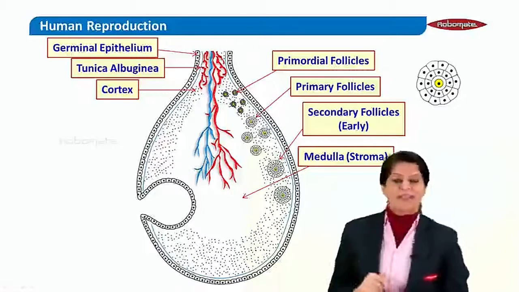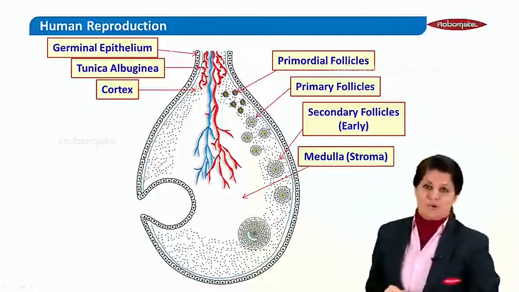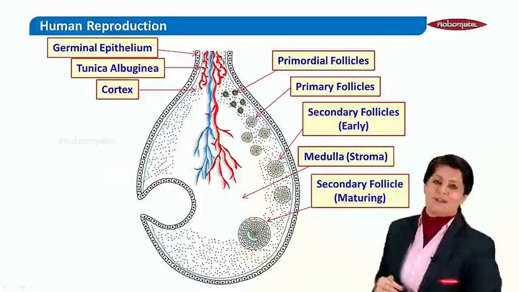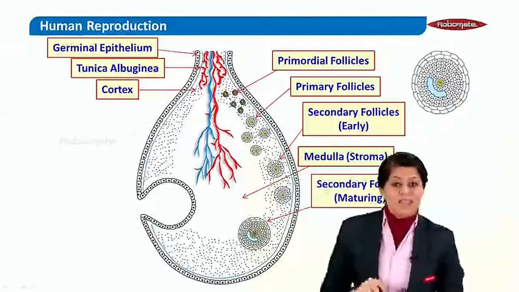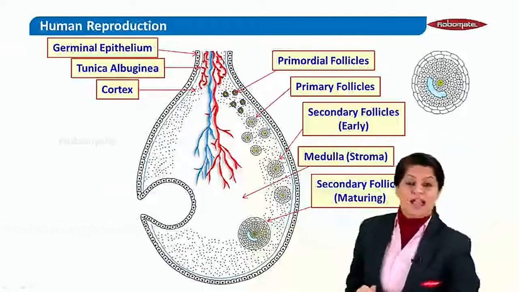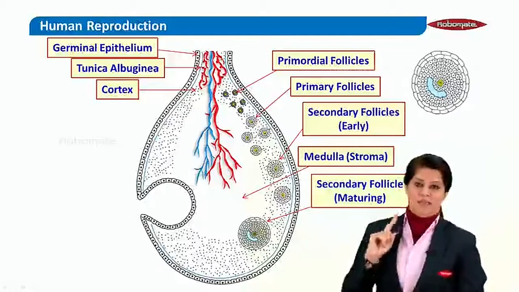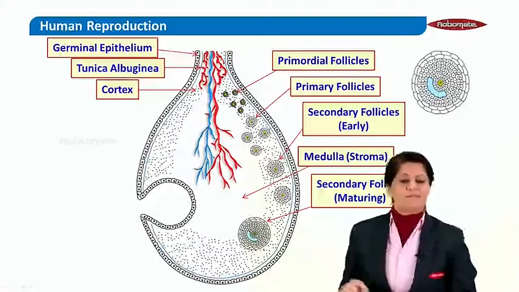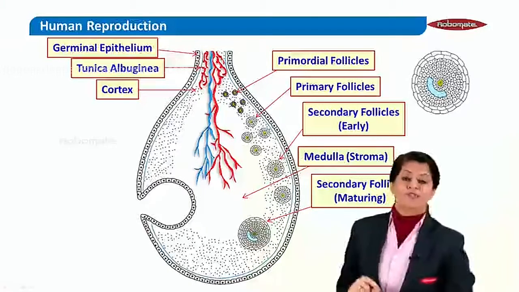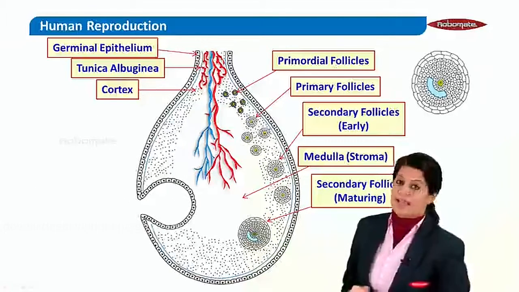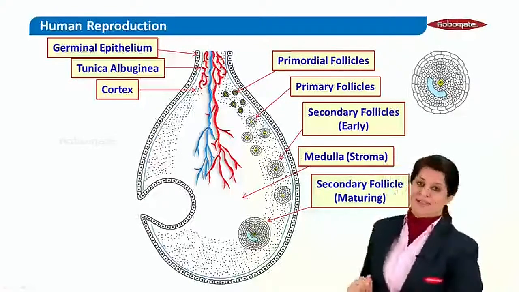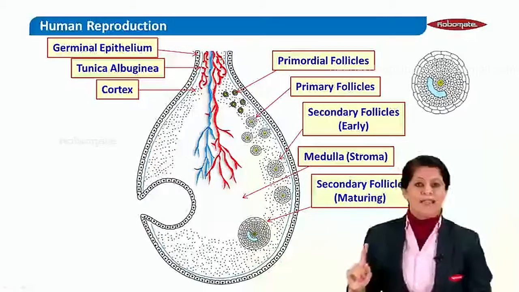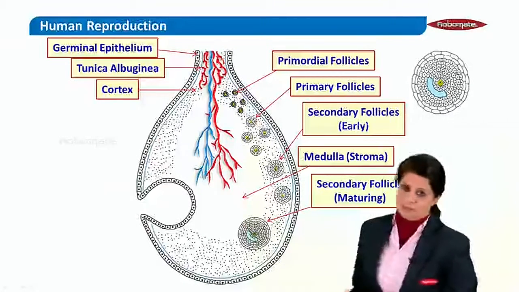When these secondary follicles further mature, we call them maturing secondary follicles. Let's see what starts developing in this. You see, maturing secondary follicles have a cavity developing in them, and now the layers of cells are also more than two. They can be 5 to 7 layers of cells, and the cavity, which I have colored here in blue, has fluid present in it. So cells are multiplying and a cavity starts forming.